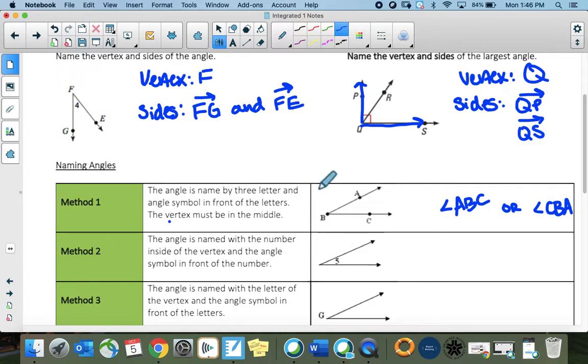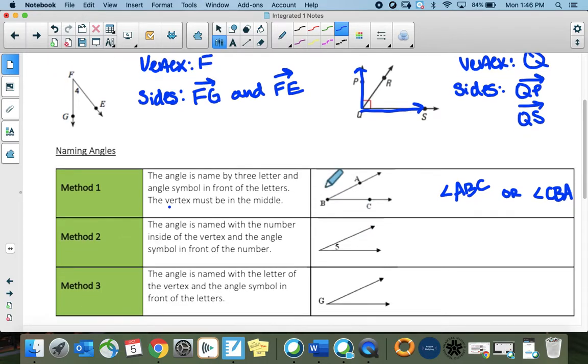The other option is to name it using the number that is there. Again, you have to use the angle symbol and then the number, which would be 5. So this is angle 5. Or if it's the only angle you see, and there are not multiple angles, you can just use the vertex. So you could say angle G because that's the only angle here. You could not say this is angle Q because angle Q could represent multiple different angles.